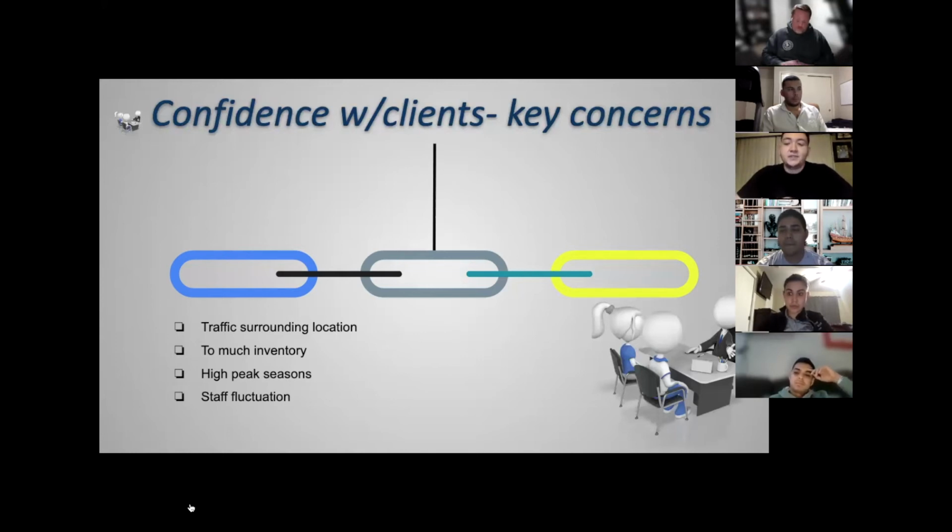Based on the different traffic levels and volume that they could be peaking at, it could require them to have more staff, or less staff, having staff stay back if they're not as busy. And then also for high peak seasons, it could be that they need more inventory than they have planned for.